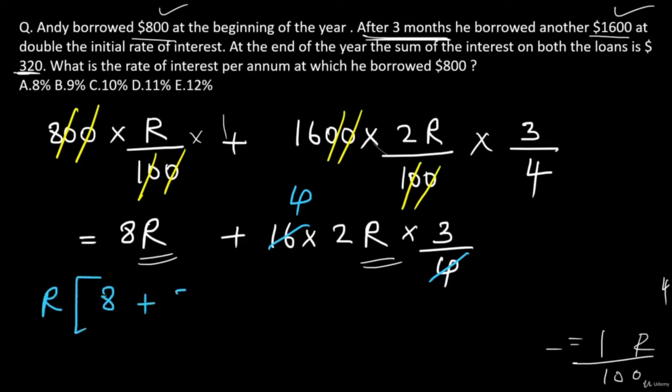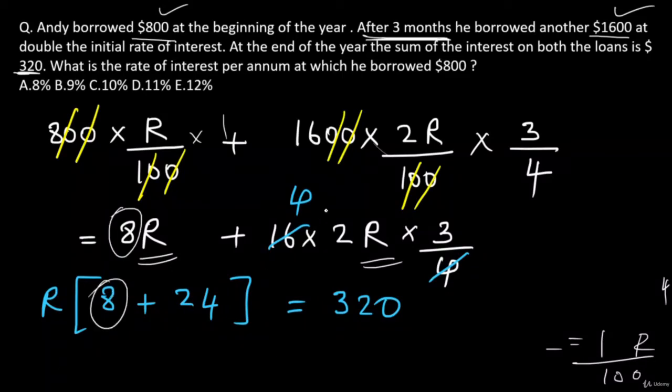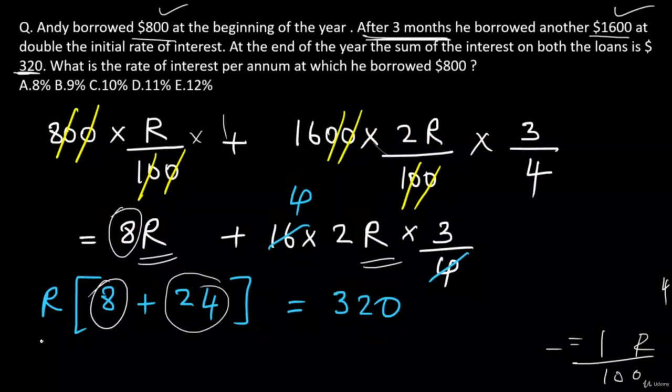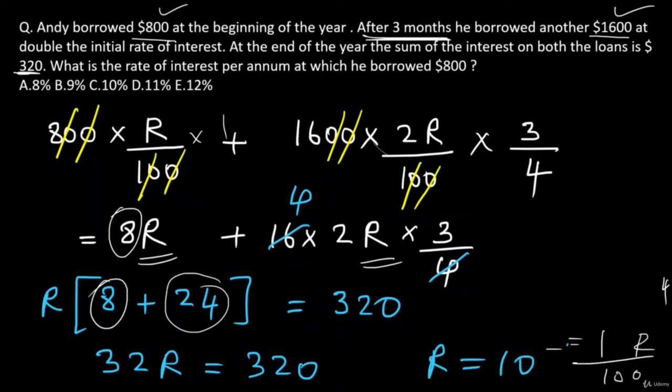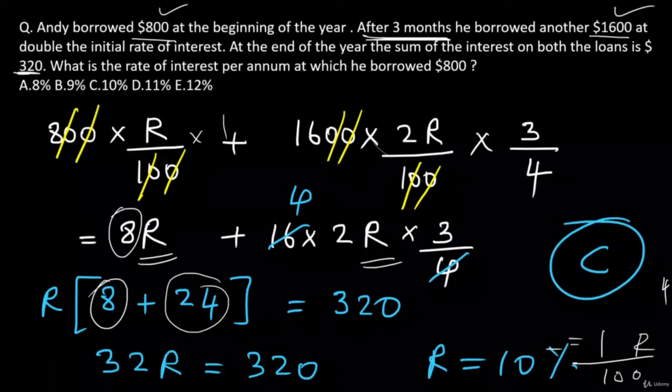Now this becomes R into 8 plus 24, right? This is 8, which is the 8 over here, and 4 into 2 into 3, that's 24. That's the 24 over here. So R into 8 plus 24 is equal to 320. 8 plus 24 is equal to 32. So we get 32R is equal to 320, or R is equal to 10%. All right, so that is answer option C.